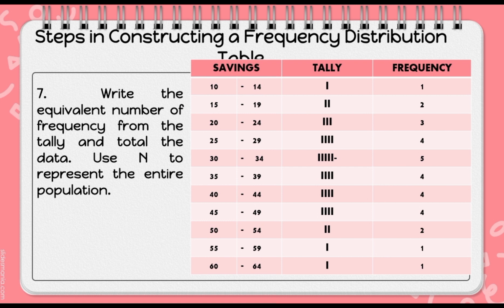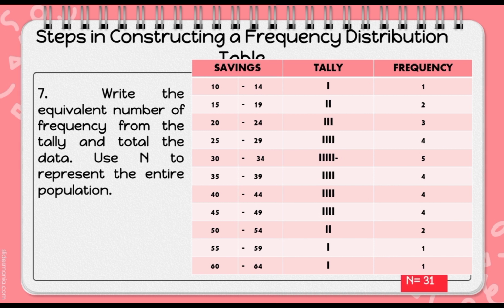In our third interval, we have 3. In our fourth interval, we have 4. In our fifth interval, we have 5. So we have 4, 4, 4, 2, 1, and 1. If we add all of this, it will result to 31. That is why n, which represents the entire population, is equal to 31.